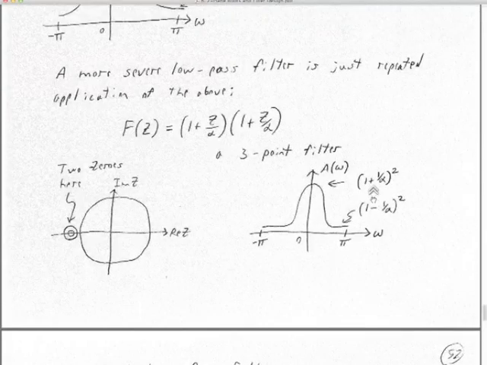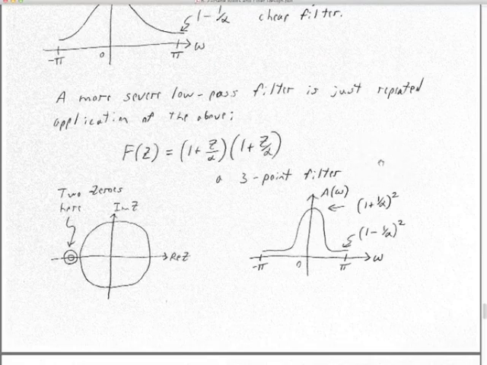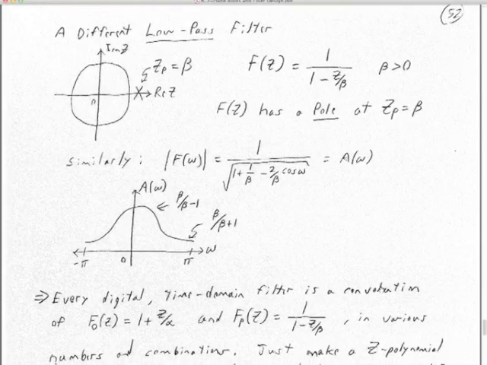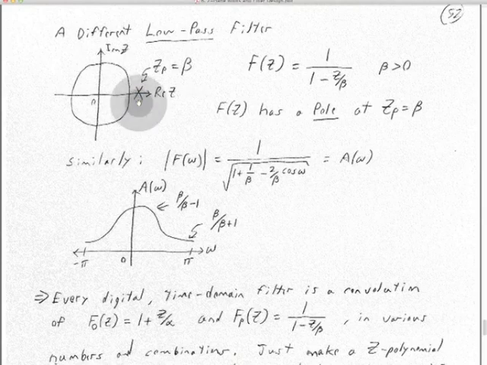All right. So that's one very practical, very simple filter, and we can make it as severe a low pass filter as we want. Here's a different low pass filter. Instead of putting a zero at minus alpha, we're going to put a pole at beta. Beta is a real number and it's greater than 1, and we're going to put a pole there. So that's why there's an x on the real axis here. That's locating the pole.